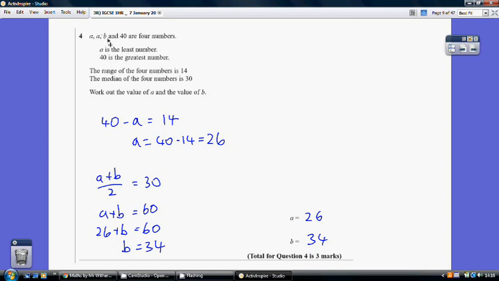So we know that a plus b divided by 2 has got to equal the median of 30. So a plus b over 2 equals 30. Multiply both sides by 2. We get a plus b equaling 60. Now I've already worked out that a is 26. So 26 plus b equals 60. So b is 60, take away 26, which is 34.